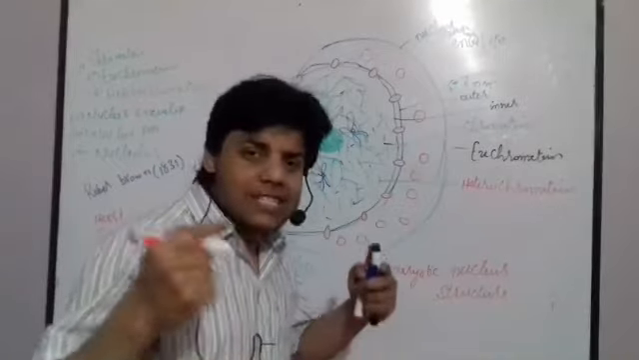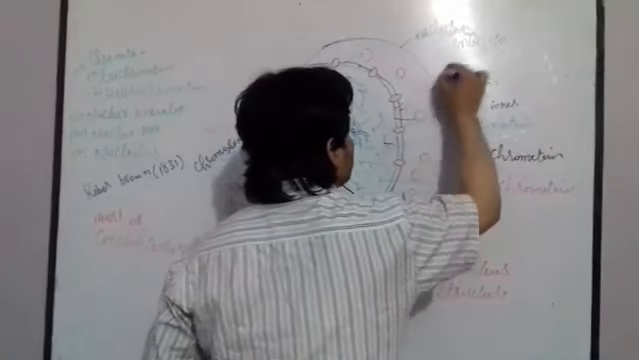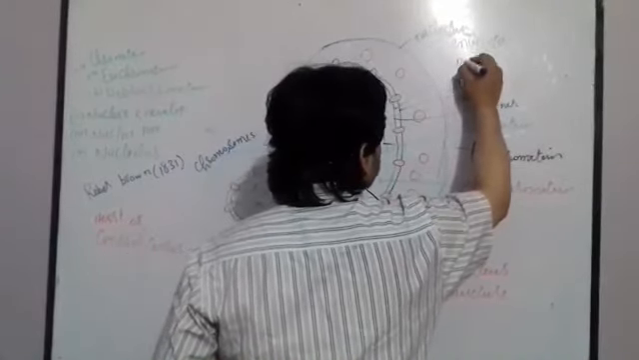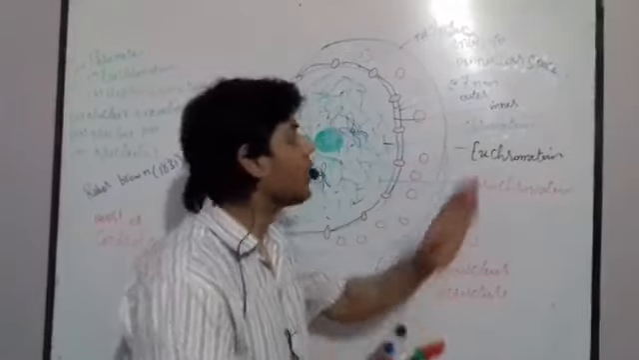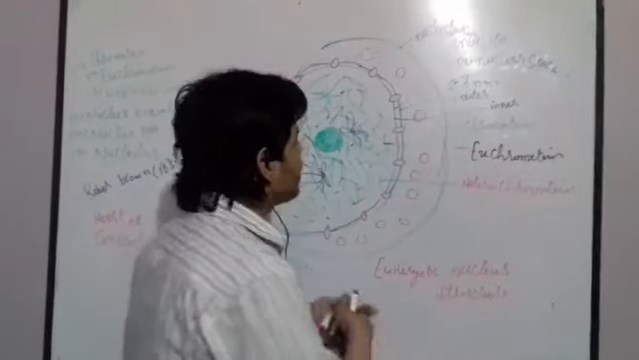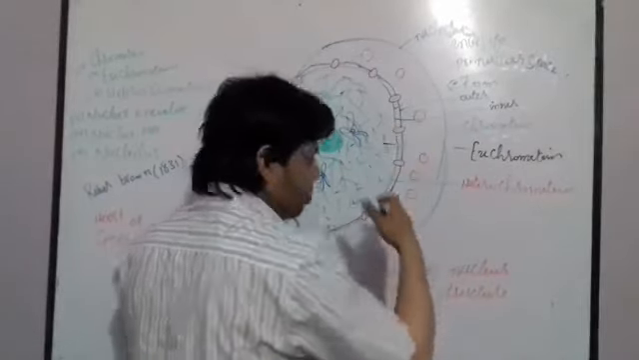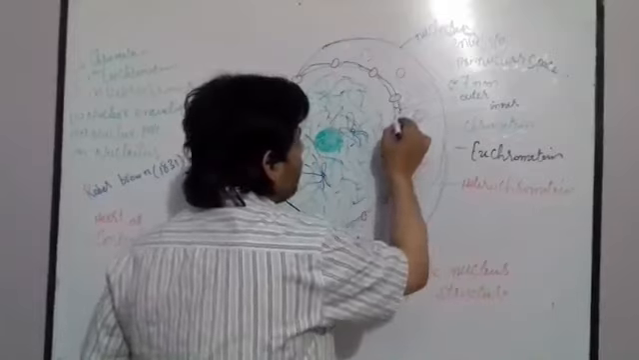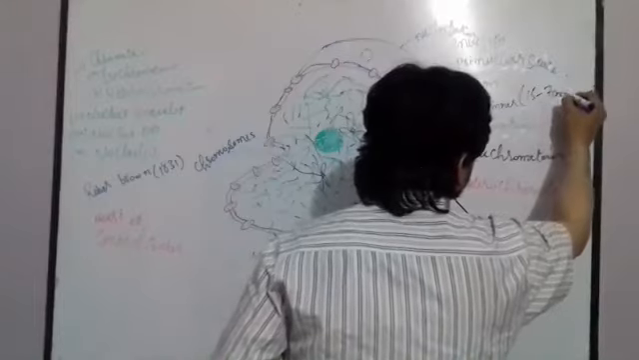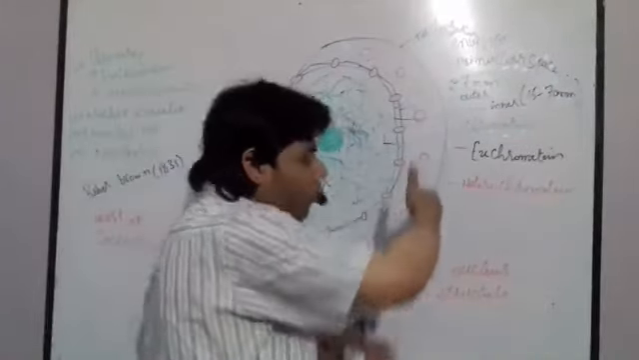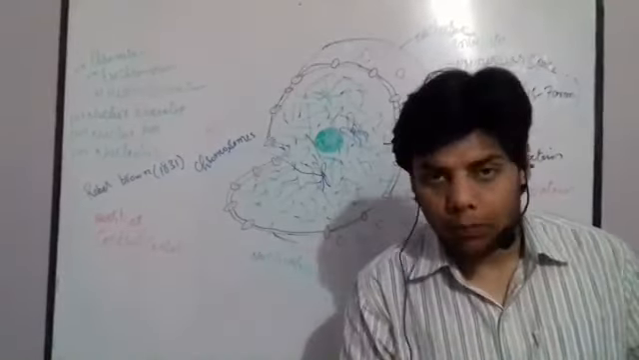There is a space between the outer and inner membrane. We call this space the perinuclear space. So we can also say that the outer and inner membranes are separated from each other by this perinuclear space, and the separation between them will be almost 15 to 70 nanometers.